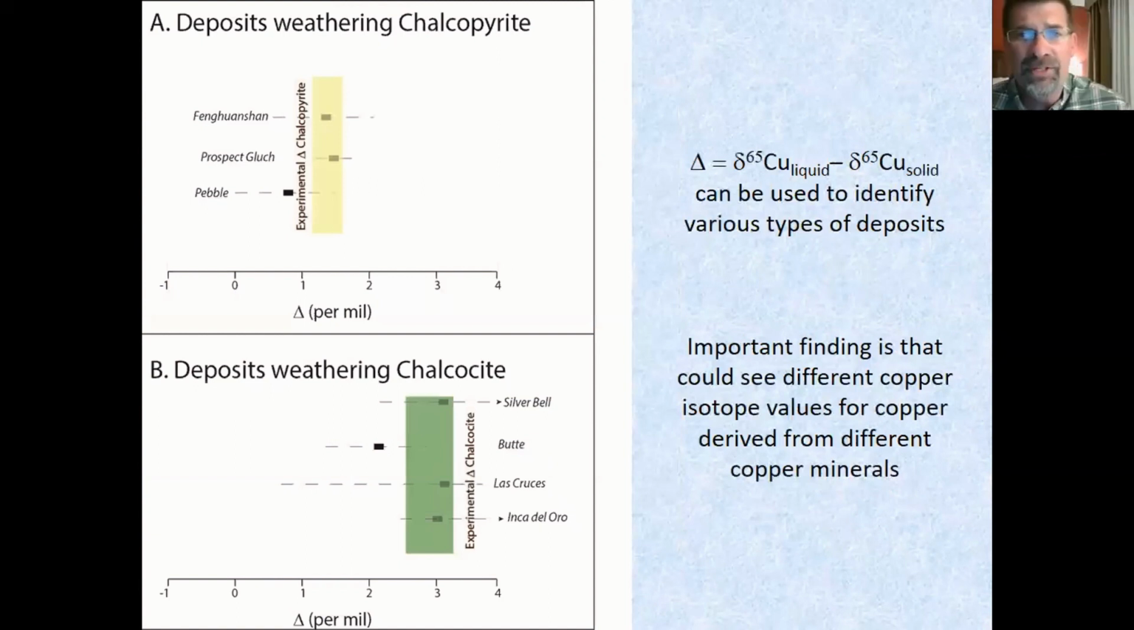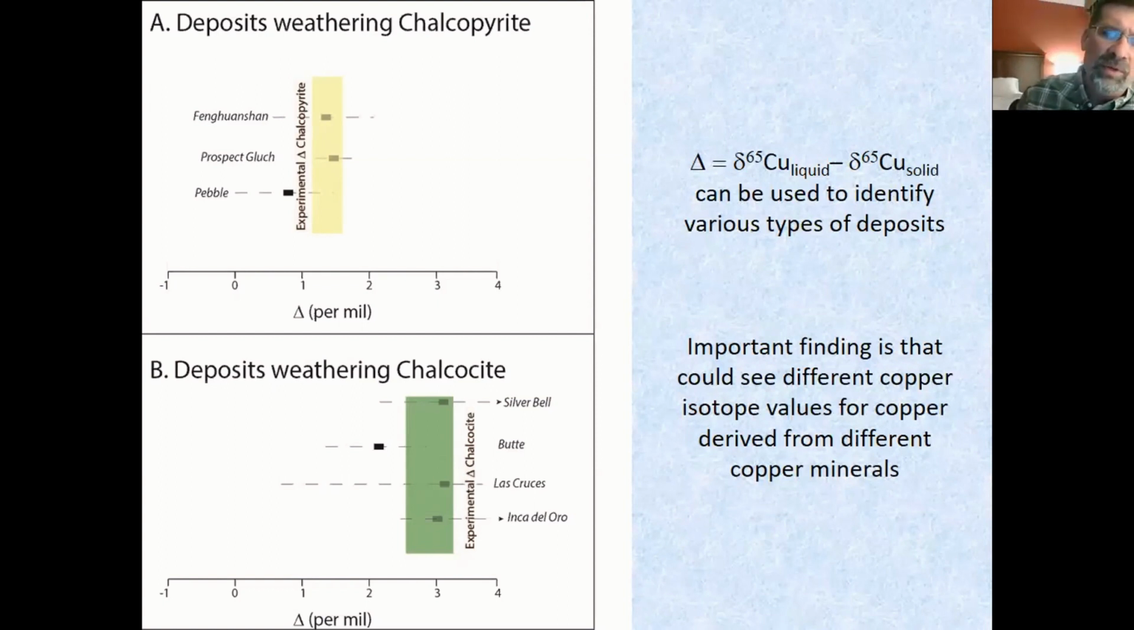Now, I didn't spend too much time talking about the exact type of minerals that are being weathered, but we've done a variety of studies here. We know that when you weather chalcopyrite, it produces a solution that's about 1.5 per mil greater than the starting material. In contrast, if you weather chalcocite, the solution gets about 3 per mil heavier, or twice that of chalcopyrite.